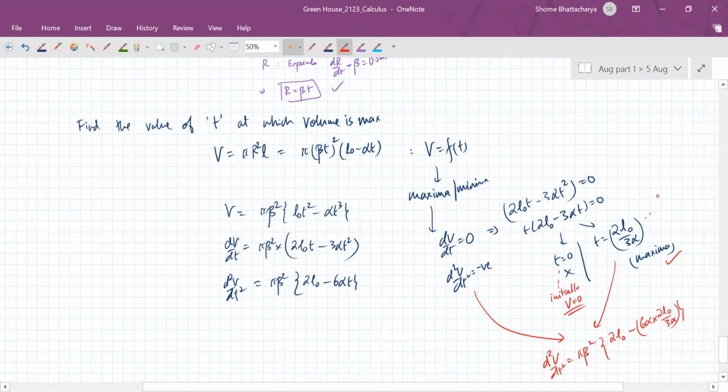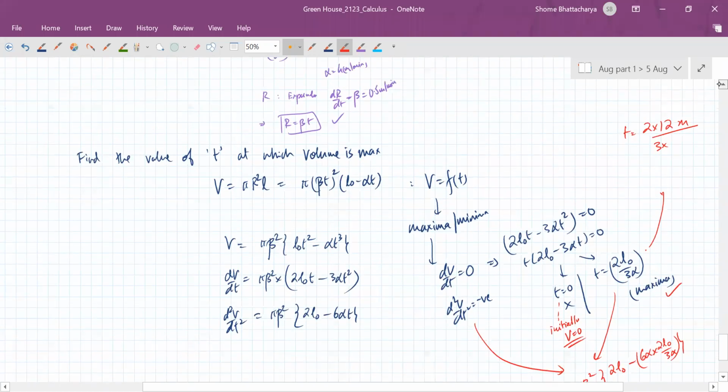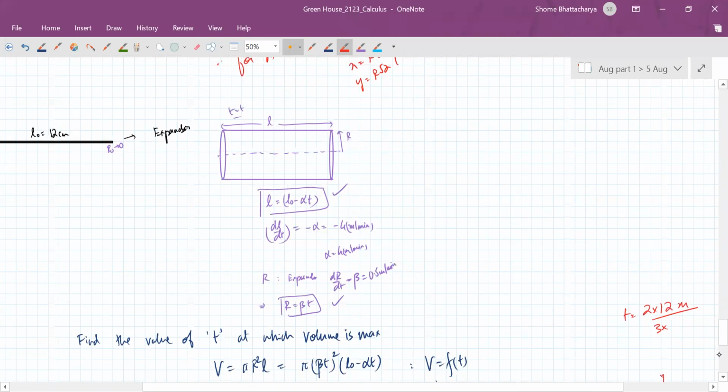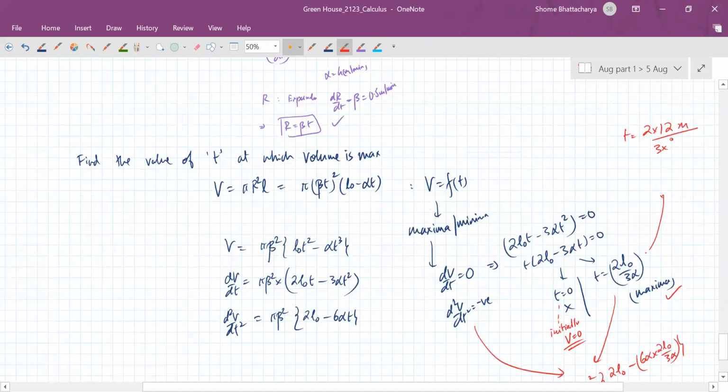But obviously in this we have to substitute. So 2 into 12, I'll make this meters, and alpha was how much now? Yeah, alpha's value was 4 meters per minute. So we'll get the answer in minutes. So we'll get it as 2 minutes. That should be the answer. This is the time when volume is maximum.